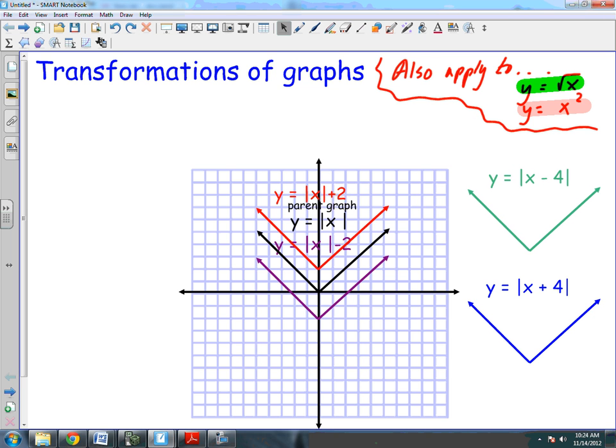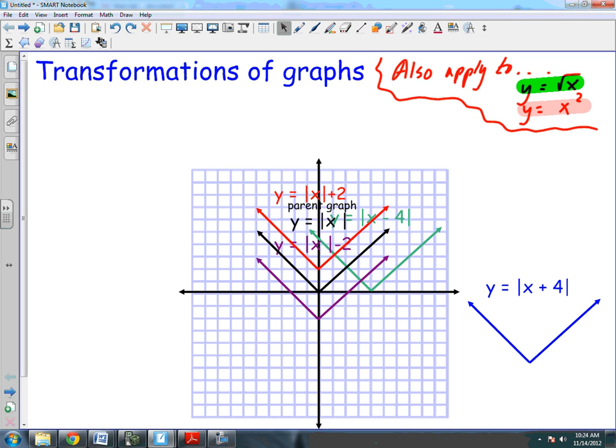In this particular case, this green graph over here, you've got y equals absolute value of x minus 4 inside. Well, inside shifts the graph left and right, and it's kind of counter to what you think. You would think minus 4 would go left 4, but in fact, minus 4 actually goes right 4, and that's the trick. So inside does the opposite of what you think, and outside does exactly what you think.